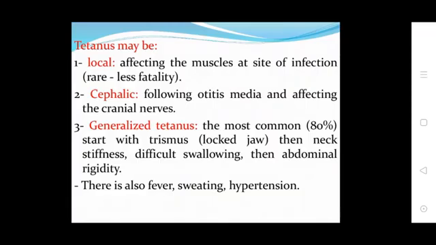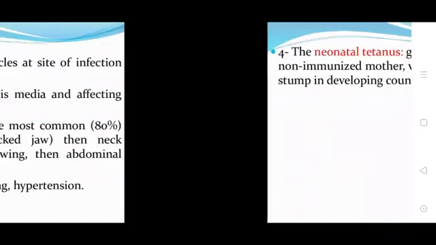Tetanus may be local, affecting the muscles at the site of infection, which is rare with less fatality. Cephalic tetanus follows otitis media and affects the cranial nerves. Generalized tetanus is the most common, about 80%: it starts with trigeminal lockjaw, then neck stiffness, difficulty swallowing, then abdominal rigidity. There are also fever, sweating, and hypertension.